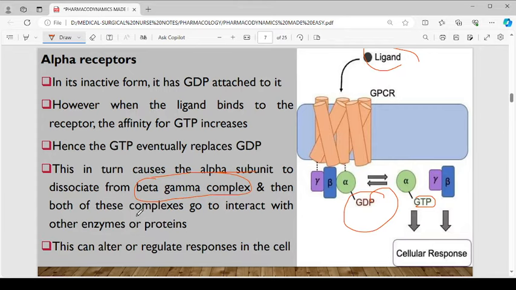Then both of these complexes will go and interact with other enzymes. So guys, you can see here now it has dissociated. So we have alpha, and then we have this other complex, the beta gamma complex, and the two now will go and bring about the cellular responses in the cells.